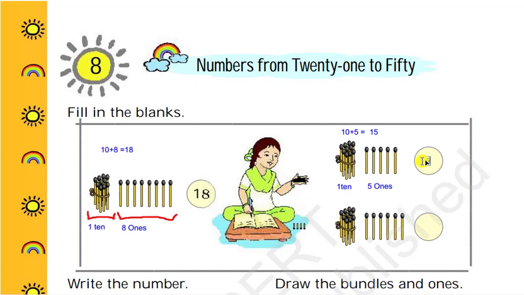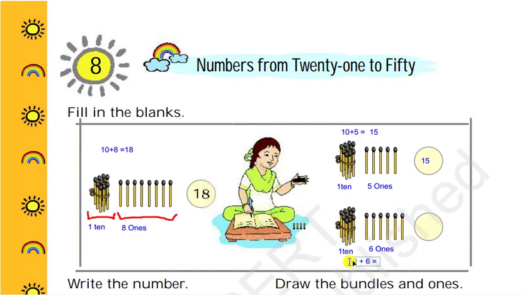Let us see the next question. Let us count the number of matchsticks here. Here again there is a bundle of 10, so we write here 1 ten, which means this is equal to 10 matchsticks. And now the number of loose matchsticks: 1, 2, 3, 4, 5, 6. So here there are 6 loose matchsticks, so we write 6 ones. Finally the total number of matchsticks is 1 ten plus 6 ones. Now 1 ten is equal to 10, plus 6 ones is equal to 6.